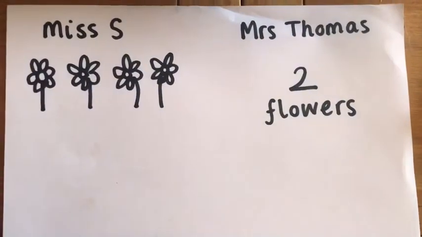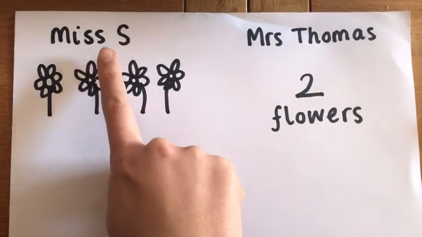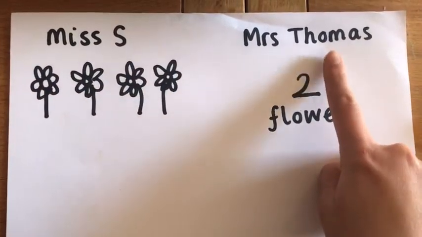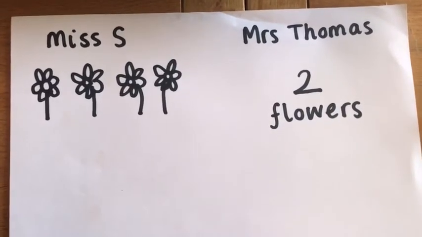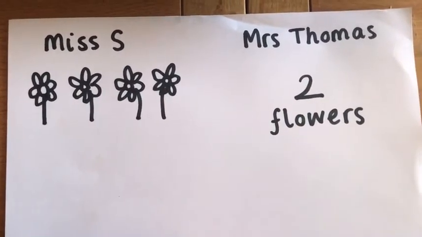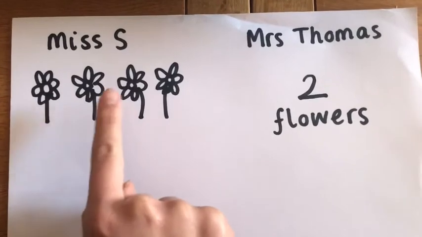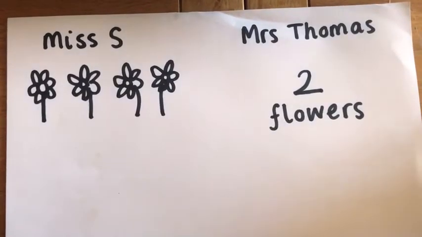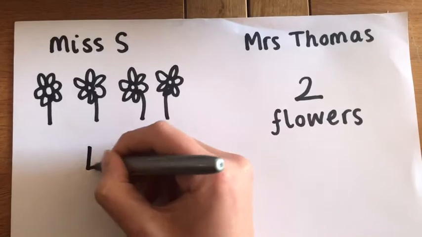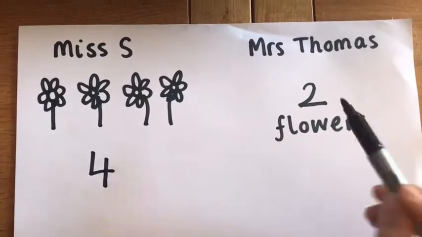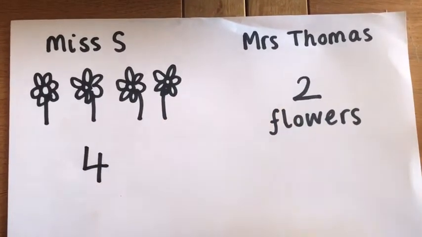So I've got some flowers here. These are my flowers, Miss S. And these are Mrs. Thomas's. Let's have a look. These are my flowers. How many have we got? 1, 2, 3, 4. 4 flowers. Mrs. Thomas has 2 flowers.